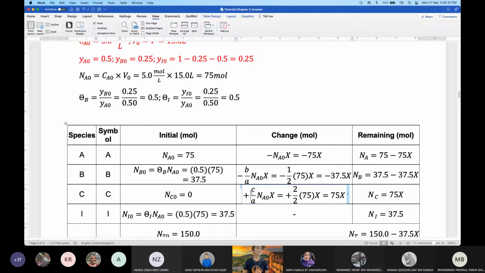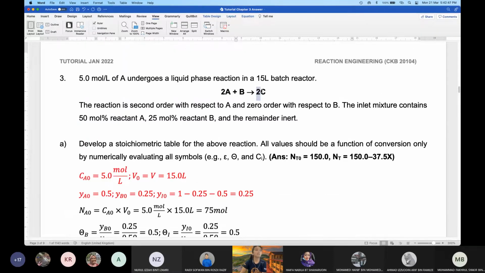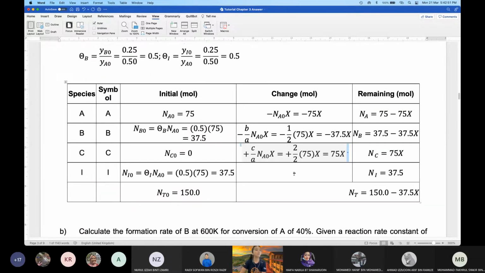So again, stoichiometric coefficient ni jangan lupa, because most of the time part ni yang student tersalah tengok stoichiometric coefficient. From the equation, C is 2, A is also 2. So it becomes plus 2 over 2 multiplied by 75 multiplied by X. You get 75X. The plus you want to write or you don't write is also okay, because positive without writing it is understandable, it means positive. So NC equals, since remaining initial is 0, you just take the change, so it becomes 75X.